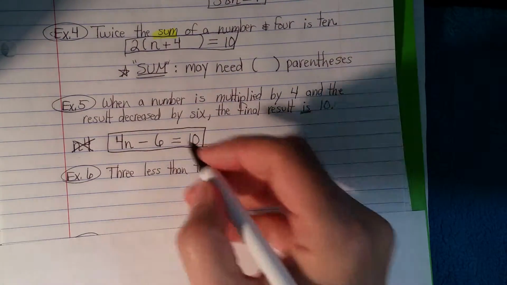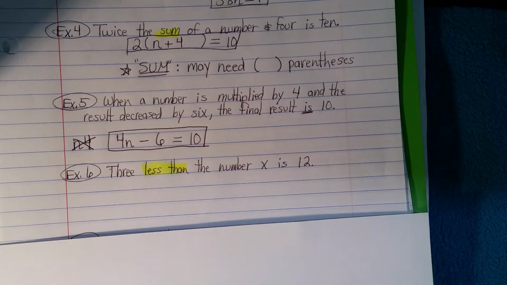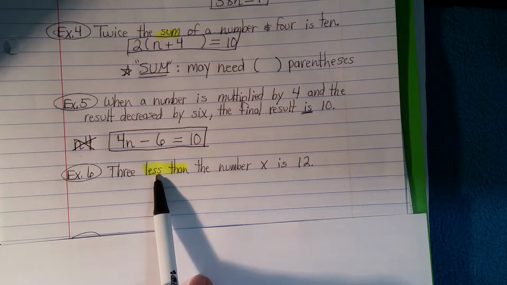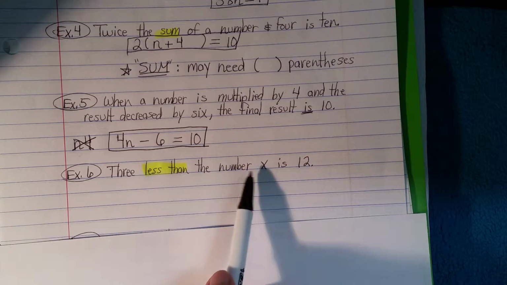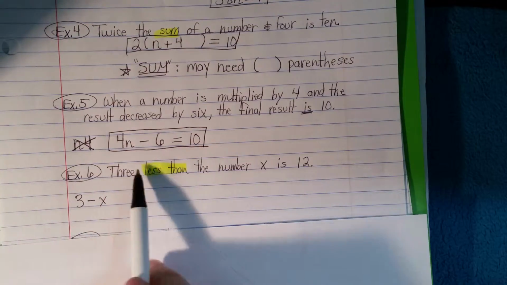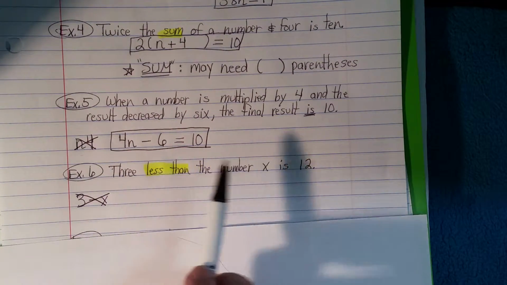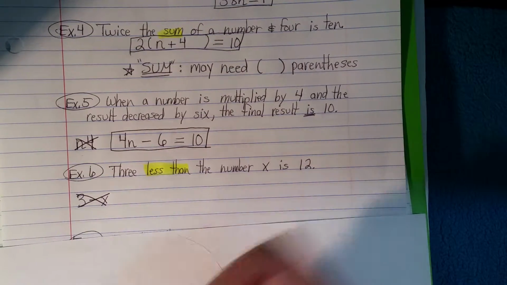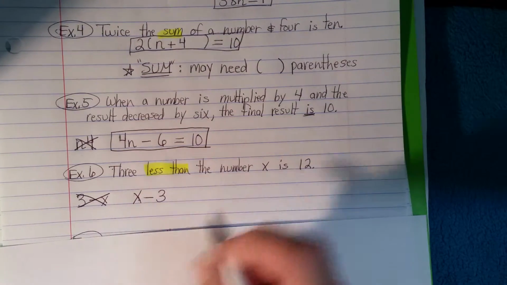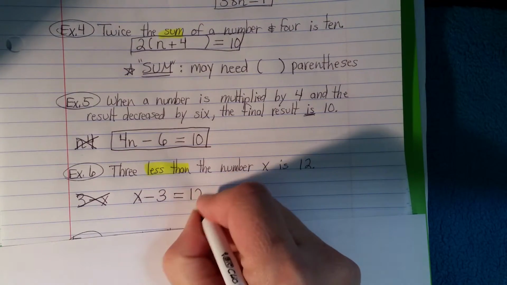3 less than, and I'm going to highlight less than because it's another phrase like sum that you have to be careful of. Less than, if I say 3 less than the number x, it's tempting to do this because 3 comes first in the statement. It's not. You have to put the 3 after the x. So 3 less than the number x means you're taking 3 away from the x. So it comes after. Is equals 12.